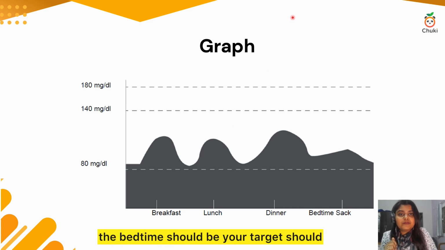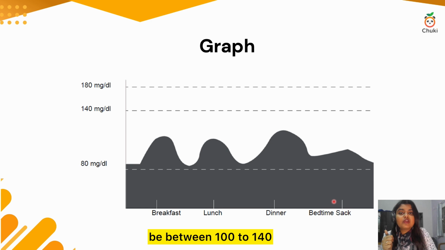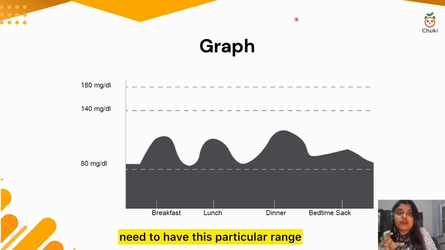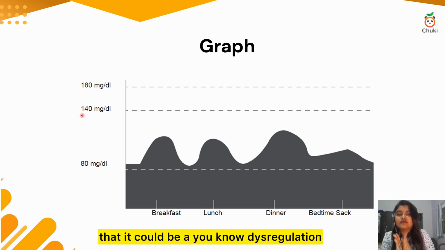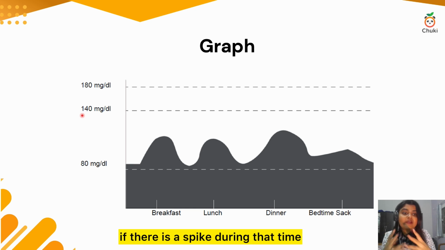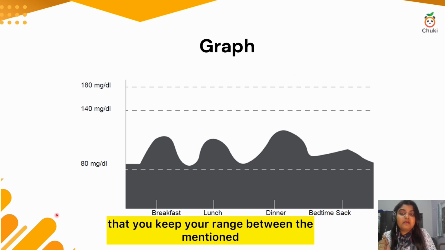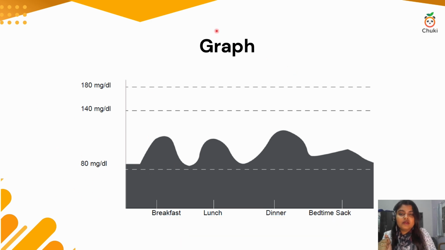And at bedtime, your target should be between 100 to 140 mg per dl. Blood sugar seems to stabilize close to this range, because before your bedtime you need to have this particular range, that is between 100 to 140 mg per dl. A slight rise could indicate a bedtime snack or gradual glucose regulation, but there could be a dysregulation if there is a spike during that time. So please make sure that you keep your range between the mentioned ratios.